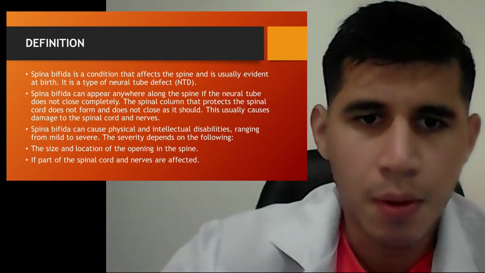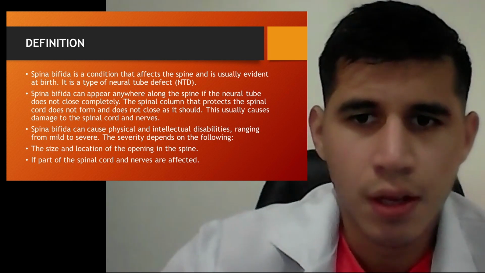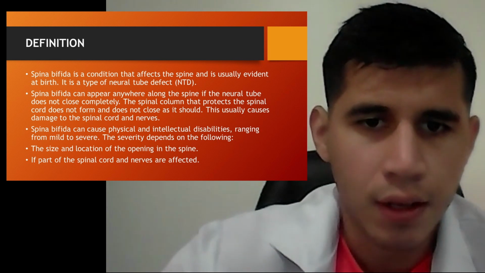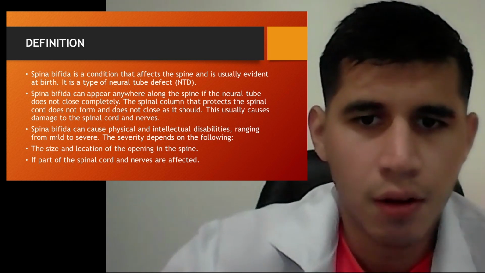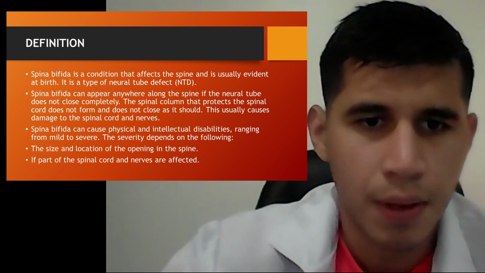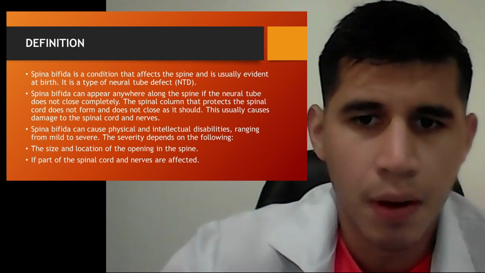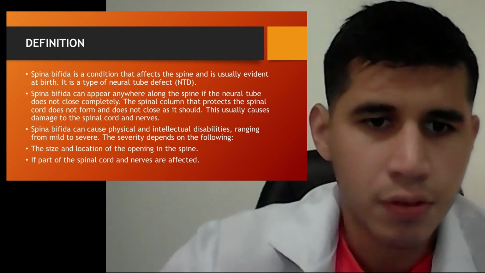Definition. Spina bifida is a condition that affects the spine and is usually evident at birth. It is a type of neural tube defect, NTD. Spina bifida can appear anywhere along the spine if the neural tube does not close completely. The spinal column that protects the spinal cord does not form and does not close in a should. This usually causes damage to the spinal cord and nerves.